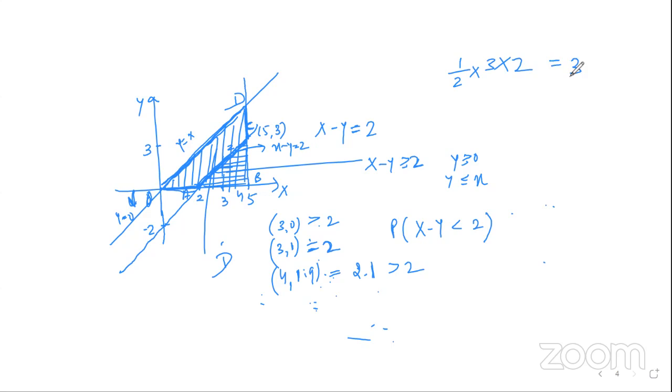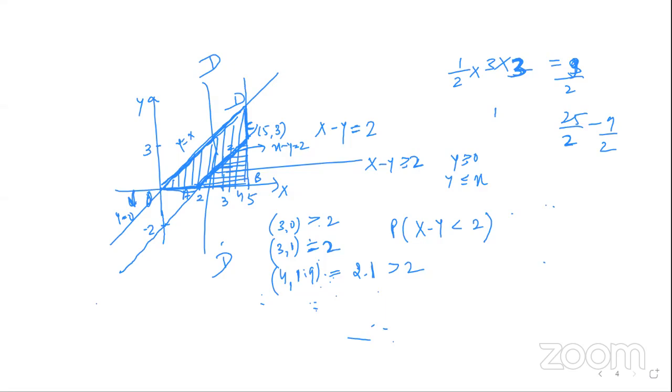Now what is the total area? The height is 3, ma'am. Half into height 3, so this comes out to be 9 by 2. Now what is the total area? It is 25 by 2. So what should the answer be? 16 by 2, that is 8.